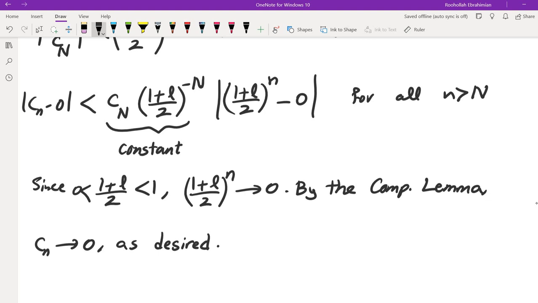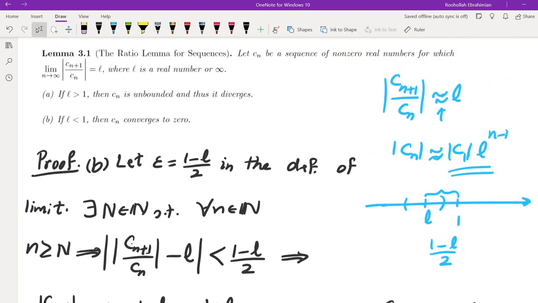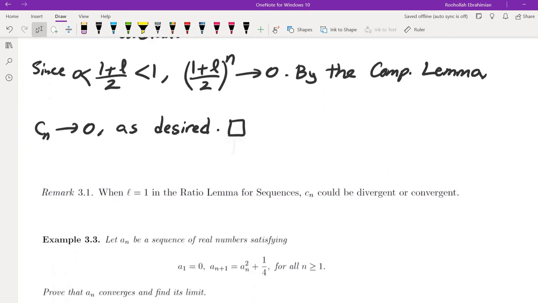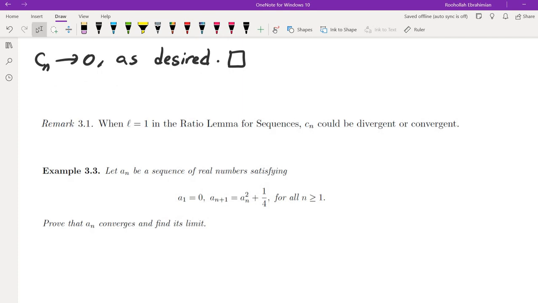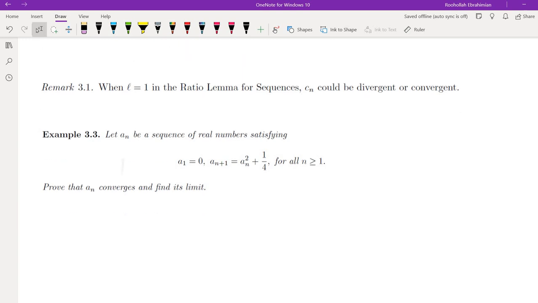The first part has a similar idea. However, what you need to do is show the other direction, on the other side. You need to show Cn is more than something, but it's a similar idea. You need to take your epsilon to be (L minus 1) over 2 and then work it on the other side. Okay. And as I said, when L is 1, the ratio lemma for sequences is inconclusive.